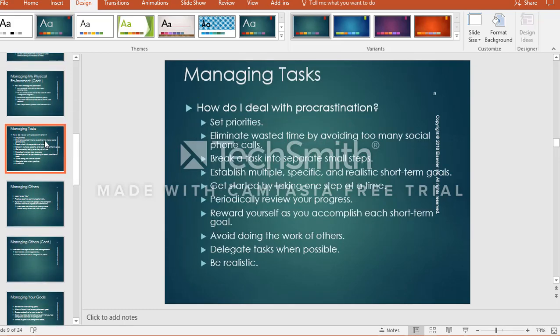So managing tasks. How do I deal with procrastination? So you need to set priorities, eliminate wasted time by taking too many social phone calls, break a task into small steps, establish multiple specific goals, one goal at a time, review your progress, reward yourself, avoid doing others' work, delegate your tasks when possible, and be realistic.